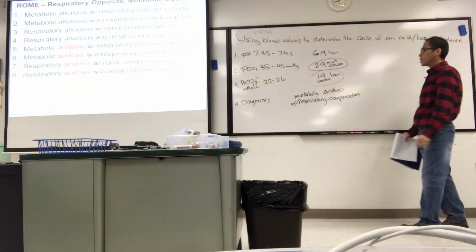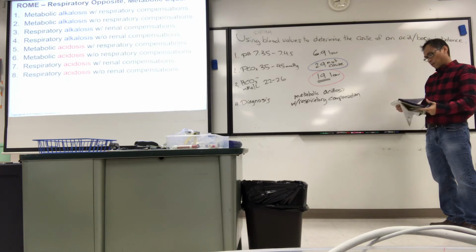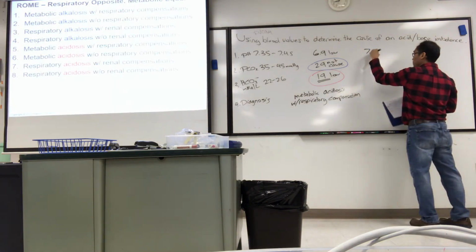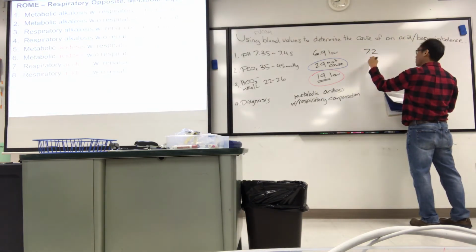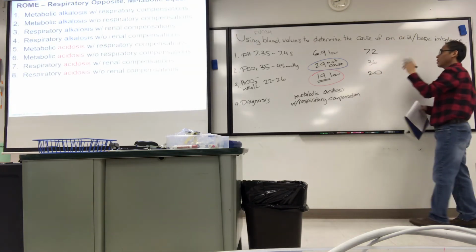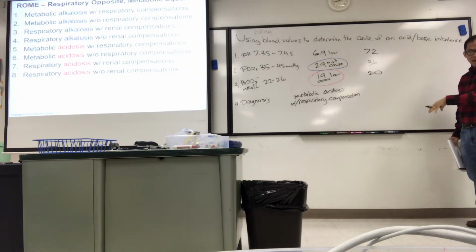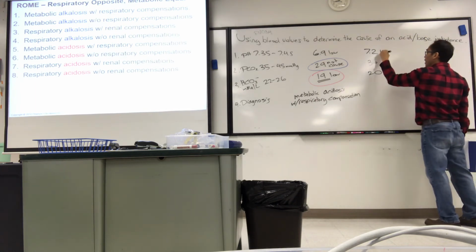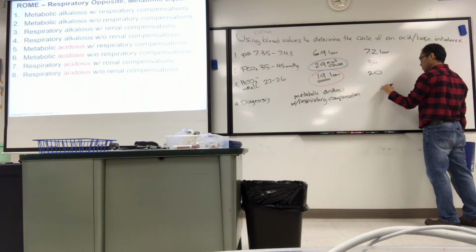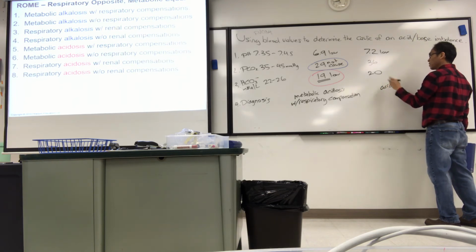So before you ask any questions, let's do another one. Blood value 7.2, 36, 20. Yeah, let's do it again. 7.2, is that high or low? Low again. So what can we diagnose immediately? Acidosis.